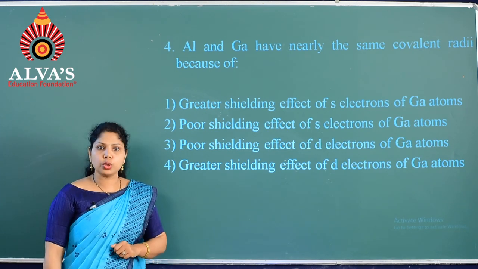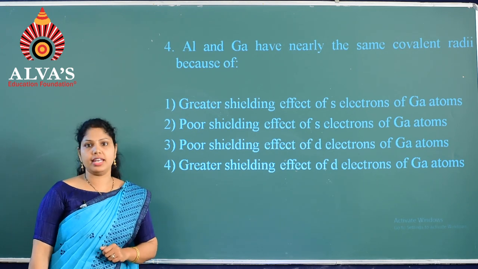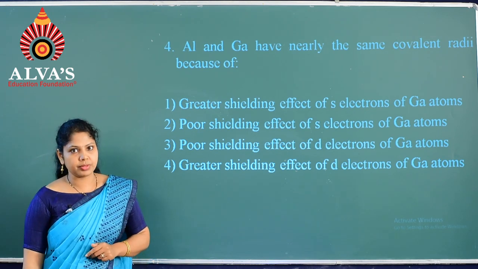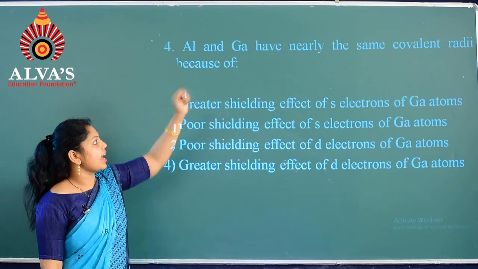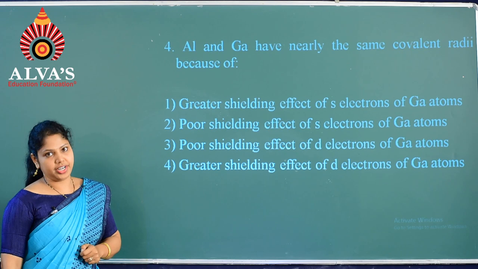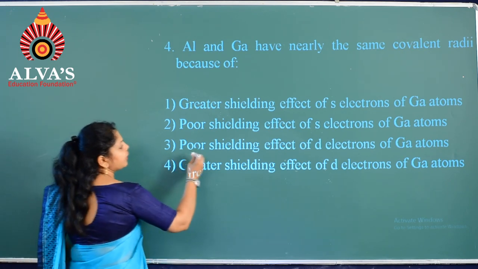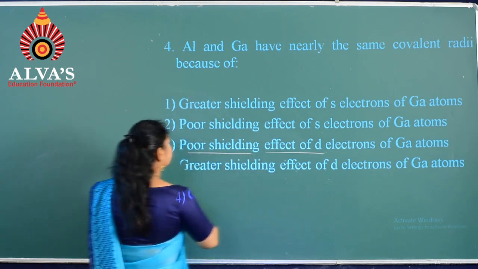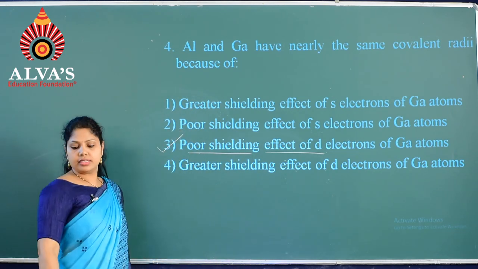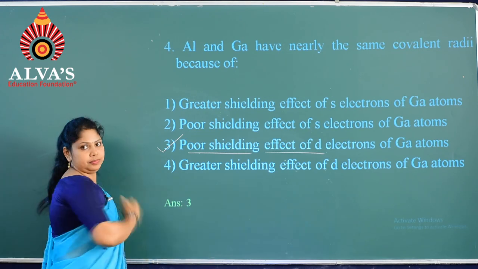That is, due to the poor shielding effect of d electrons, the size of gallium is less than expected. As a result, aluminium and gallium have nearly the same covalent radii. So the poor shielding effect of d electrons is observed in option number 3. Hence, the correct option is 3.